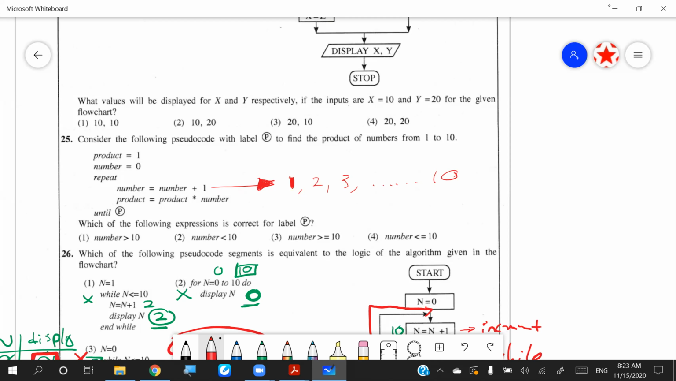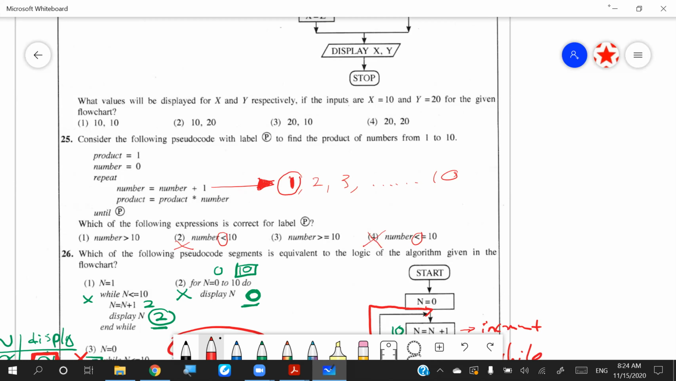Second one cannot be, because number less than 10, right? It is true, because for the very first time it's going to be 1. 1 is less than 10, so your iteration will not continue. So this is wrong. And the third one also can be an answer, because number larger than or equal to 10. And the fourth one is definitely going to be wrong, because it's talking about the less than part. So now we have to figure out whether the first one or the third one is going to work.